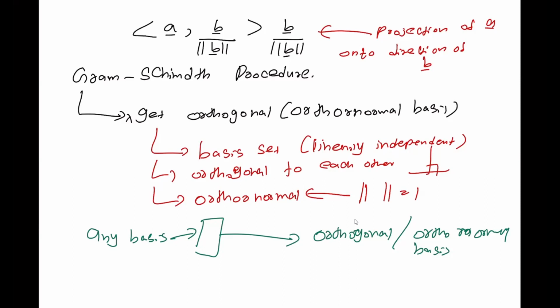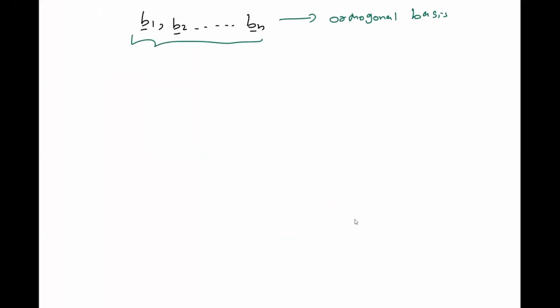Okay, I'll explain that. Now, an orthogonal basis is something like this. Let's say I get any basis, B1, B2, up to Bn. Now I need to convert this to an orthogonal basis. Or let's say you get any spanning set, not only a basis. You can even get a spanning set and get an orthogonal basis from it using the Gram-Schmidt procedure.